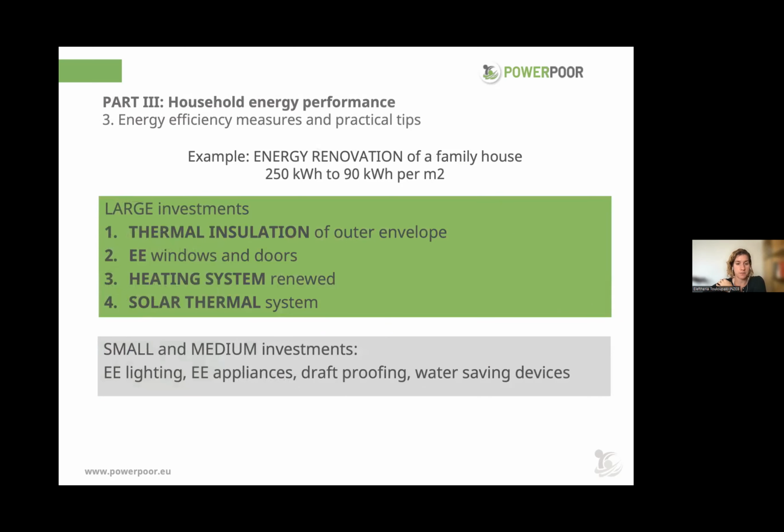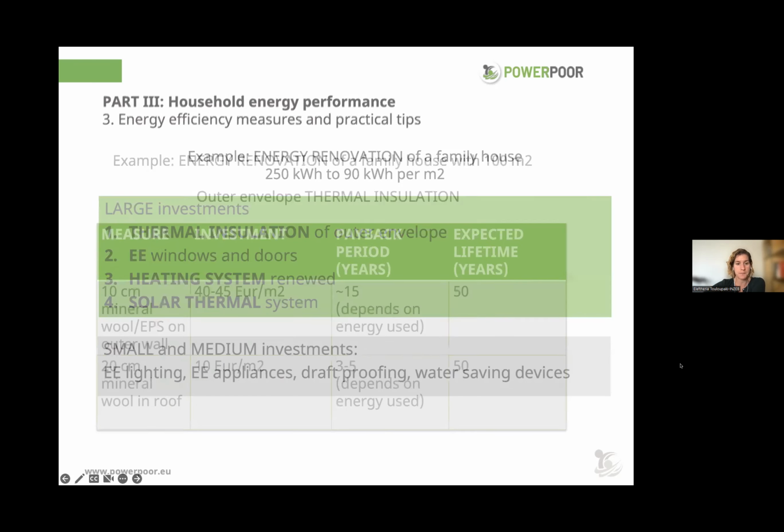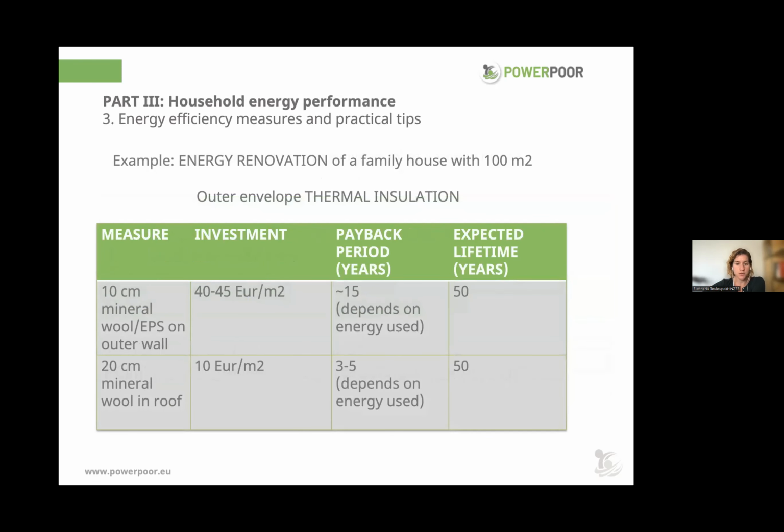Large investments can be the thermal insulation of the outer envelope, the replacement of windows and doors with new energy efficient ones, the replacement of the heating system with a new and efficient one, and the use of solar thermal systems. And some small and medium investments are the replacement of old light bulbs with new energy efficient LED ones, the replacement of old appliances with new energy efficient ones, draft proofing, and water saving devices. We see here some examples of the payback period and the investment cost of some measures.